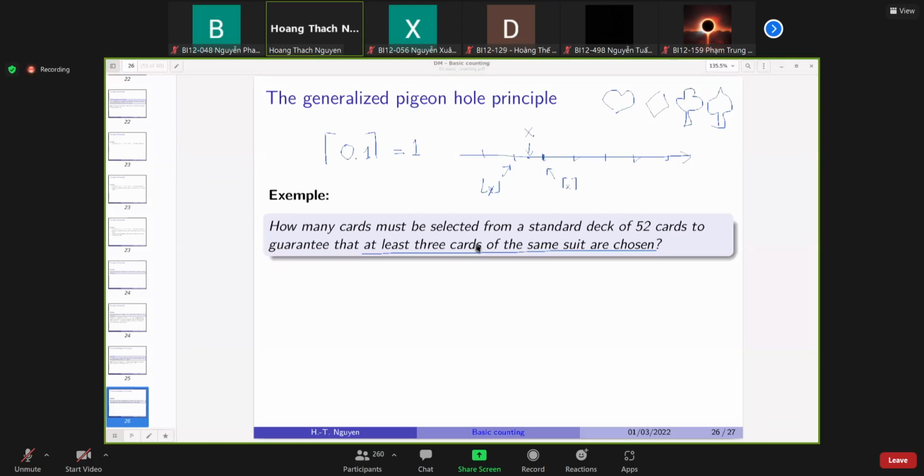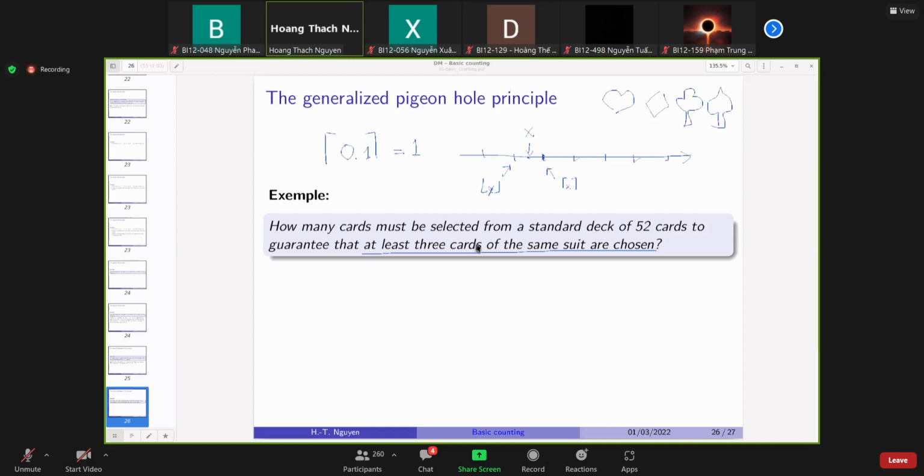Is it 27? Yeah, 9. Okay, 9. So some of you got the correct answer.